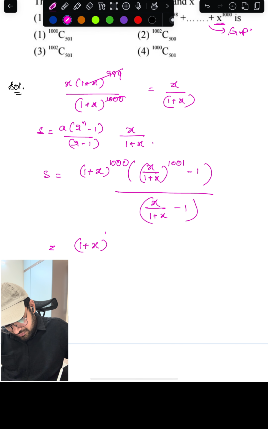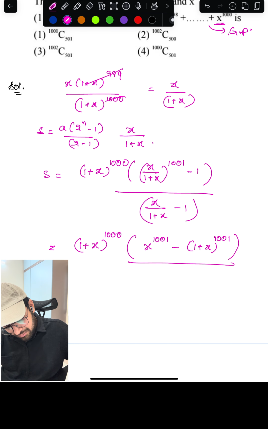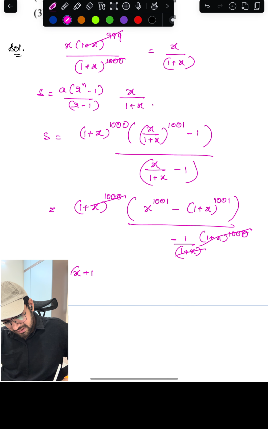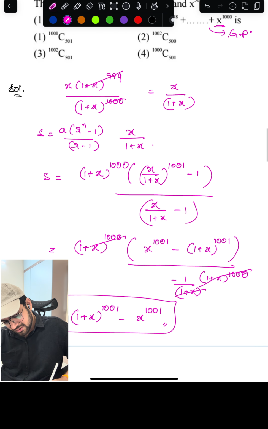Let's sort it out. So (1 plus x) whole power 1000 into (x power 1001 by (1 plus x) whole power 1001 minus 1), by x minus 1 minus x by 1 plus x, this one you will get as minus 1 by 1 plus x, and here I am getting (1 plus x) whole power 1001 is also there. So this one will cancel and you will get the 1000, and this one will be cancelled out. So minus is there, so we will be getting (1 plus x) whole power 1001 minus x power 1001. So this is the summation we got, right?